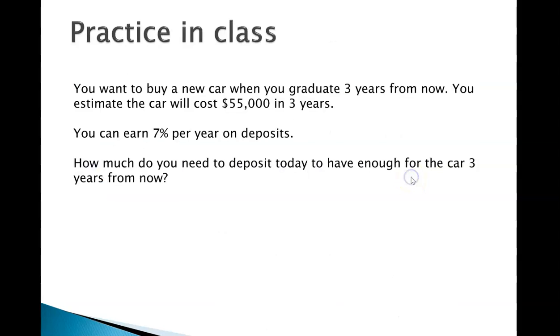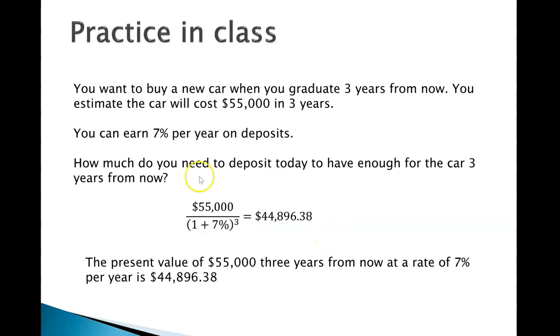Okay, I've got some practice problems here. I encourage you to pause the video and work through these on your own. So this is a problem where you want to have $55,000 in 3 years. You can earn 7% on deposits. How much do you need to deposit today? So that is a present value problem. We can use our present value formula and solve that. So take the amount of money I want to have in the future, divide by 1 plus R to the T, and there's the answer.